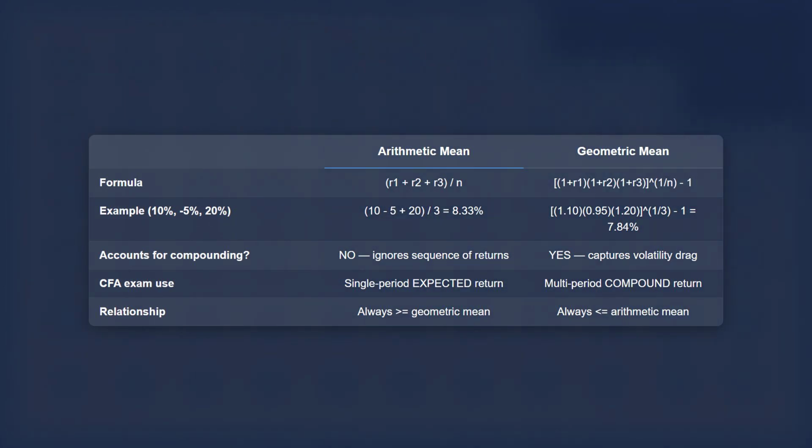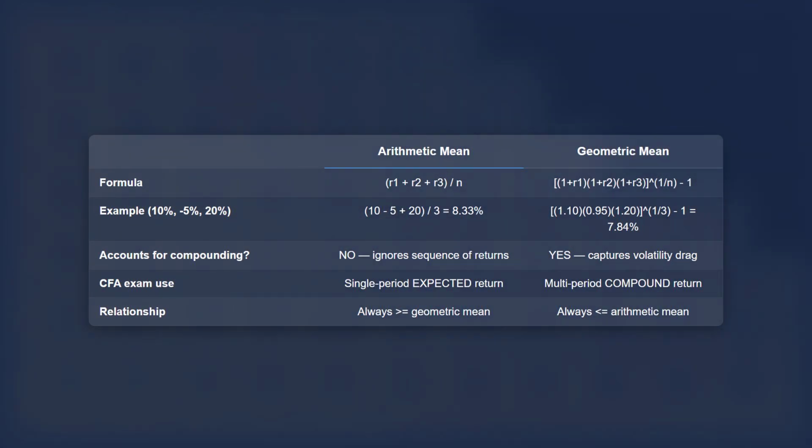The geometric mean tells the truth. Multiply 1.10 by 0.95 by 1.20. Take the cube root. Subtract 1. 7.84%. The difference is not rounding error.